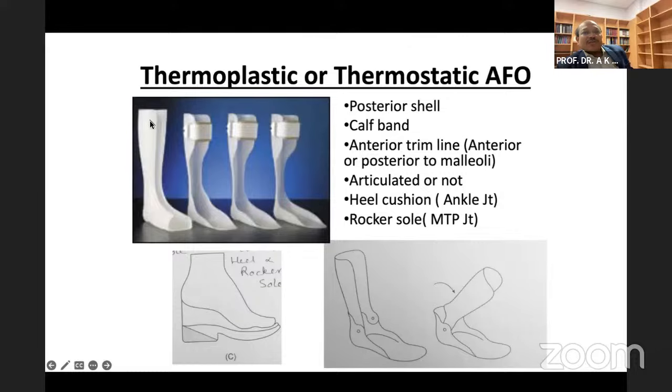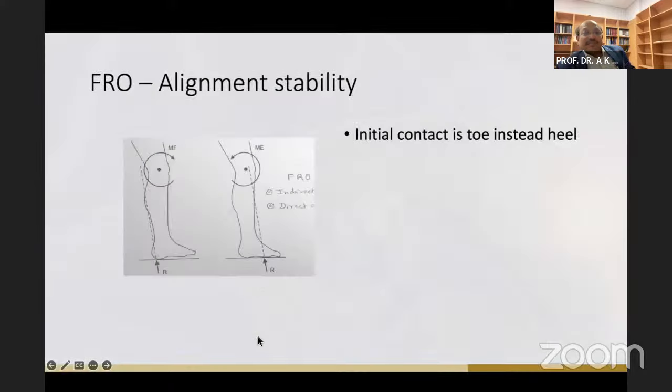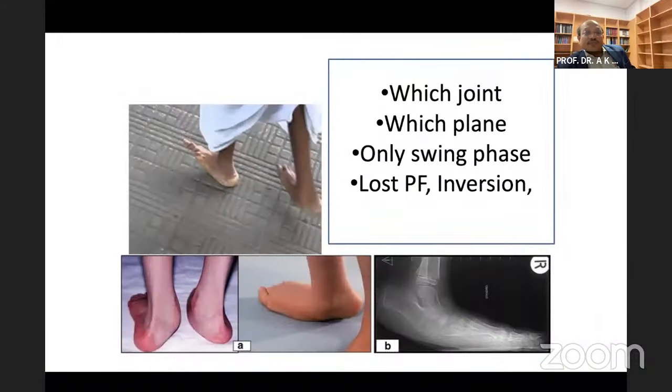So basically, what is the importance of the anterior trim line? I've already discussed this. So there is a posterior shell, cuff band, anterior trim line, and we have to check whether it is articulated or not. This is the non-articulated, this is articulated. We have to check inside and the lower part, whether the heel cushion is present or not, or rocker sole is present or not. So everything has been explained. Okay, so these are the examples. Suppose these are the patients. You can see which plane it is.